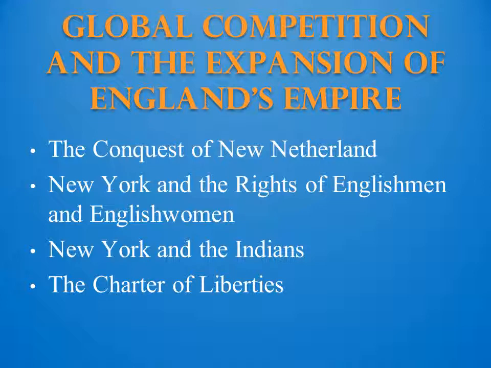English rule also, for a time, strengthened the Iroquois Confederacy in upstate New York. In the mid-1670s, New York's Governor Sir Edmund Andros had formed an alliance with the Iroquois known as the Covenant Chain. What this did is it expanded the English and Iroquois power in the Great Lakes and Ohio Valley regions. They did this, though, at the expense of the French and their Indian allies.